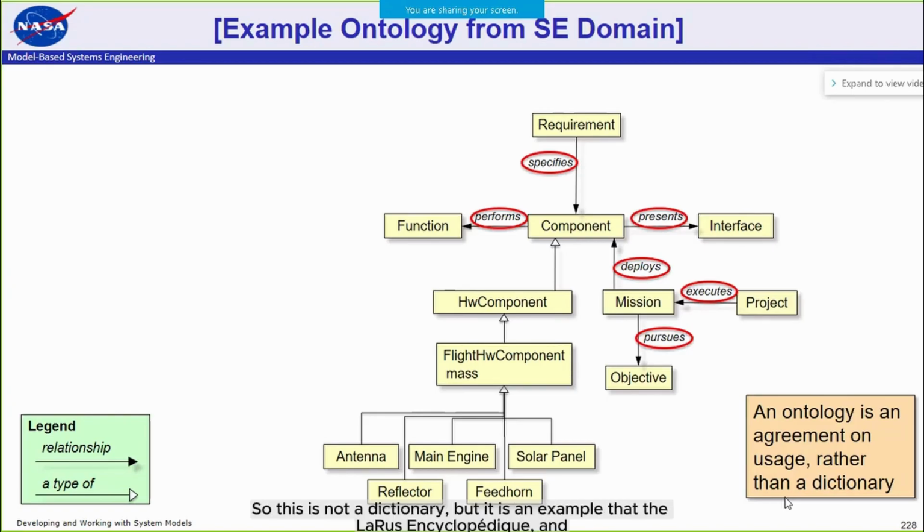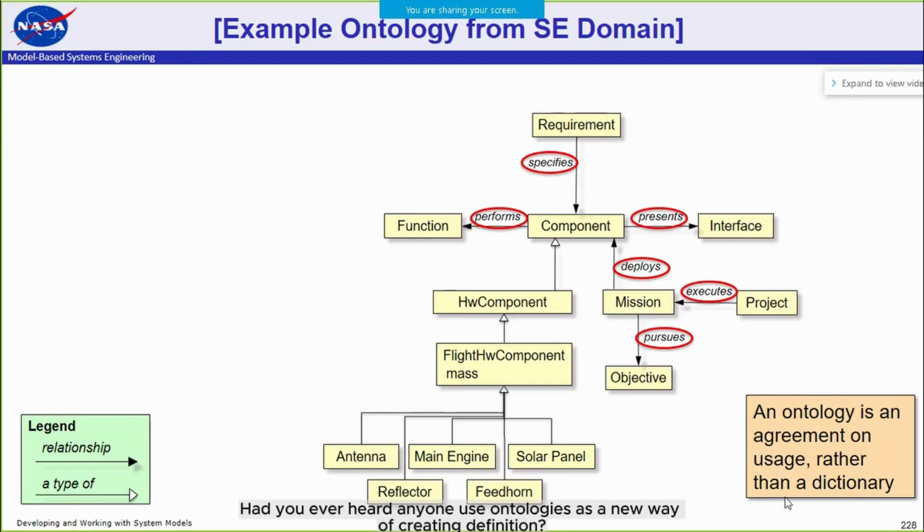So this is not a dictionary, but it is an example: the Larousse Gastronomie, a dictionary for gourmets or for gastronomes, has an entry for lion meat, which says, tastes slightly better than tiger meat. And then the entry for tiger meat says, tastes slightly worse than lion meat. Now, at least it's not contradictory, but it is circular.